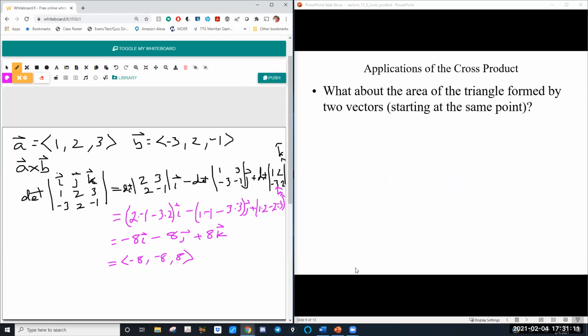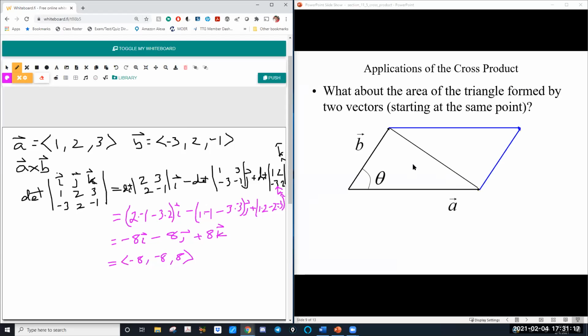Now, similarly, we could do the very similar thing. There's a triangle also formed by this. Well, notice that that triangle is exactly half of the parallelogram. So the area of the triangle formed by the vectors A and B is half of the magnitude of the cross product. So there's all these really cool things that come out of this.